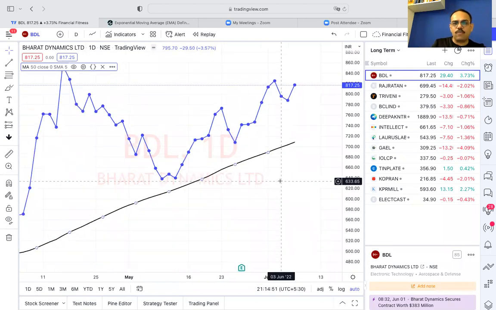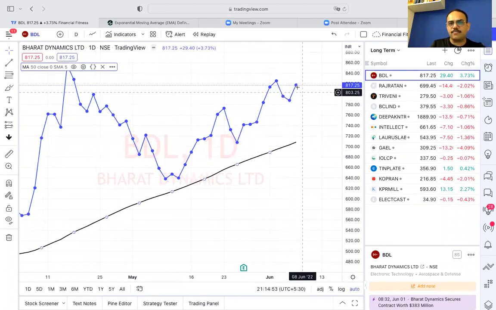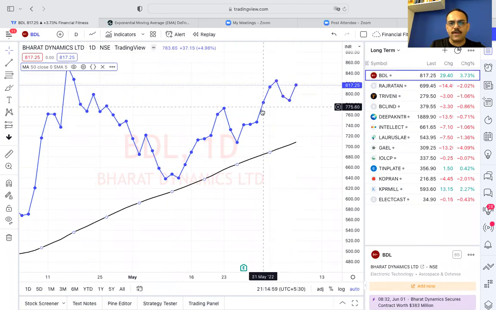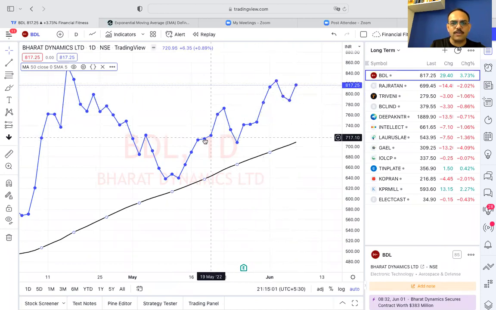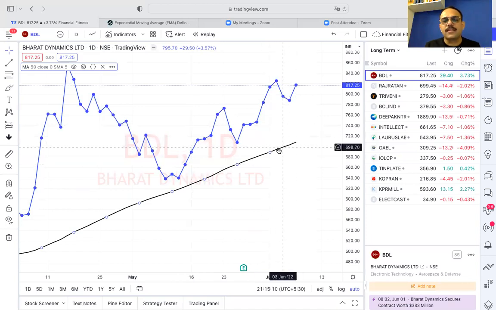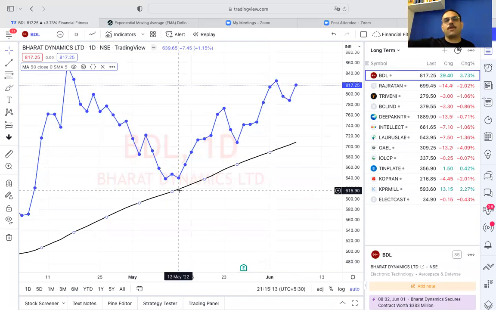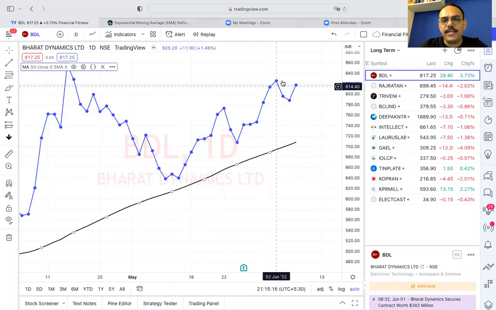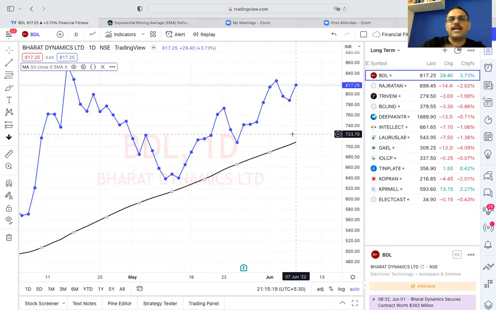See now, 50. Suddenly you see the line has changed, because now the 50-day average is calculated from here: 1 2 3 4 5 6 7 8 9 10 11 12 13 14 15 16 till 50. All the closing prices are added up and divided by 50. Whatever value comes, the line is plotted as per those values for each day. So the 50-day moving average, 200-day, 10-day, and 5-day are calculated this way. Simple moving averages are a simple calculation, and they are plotted like this.